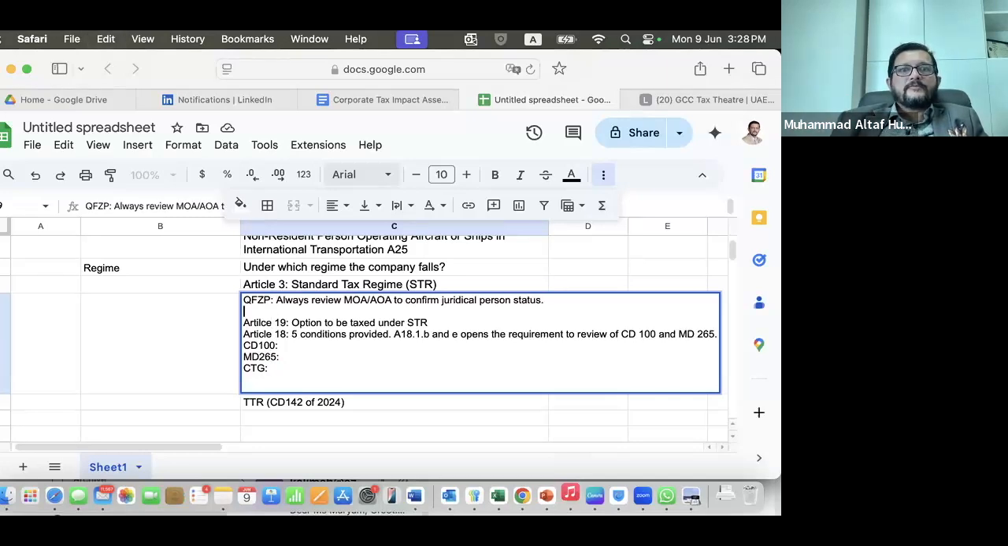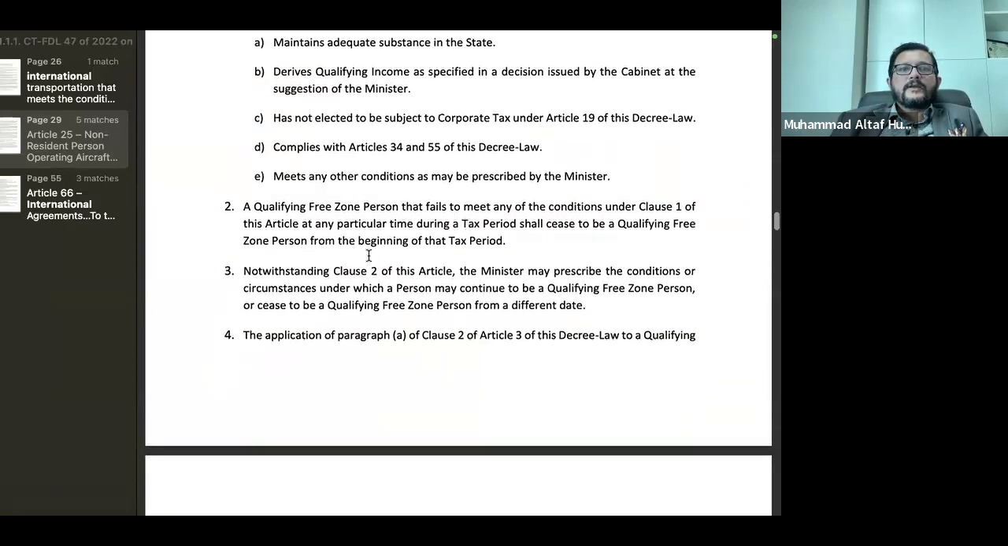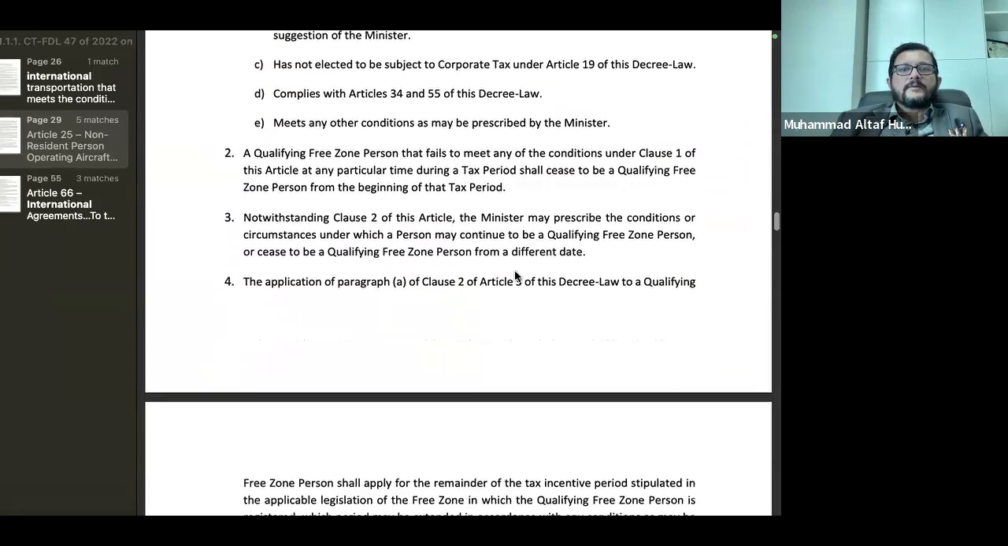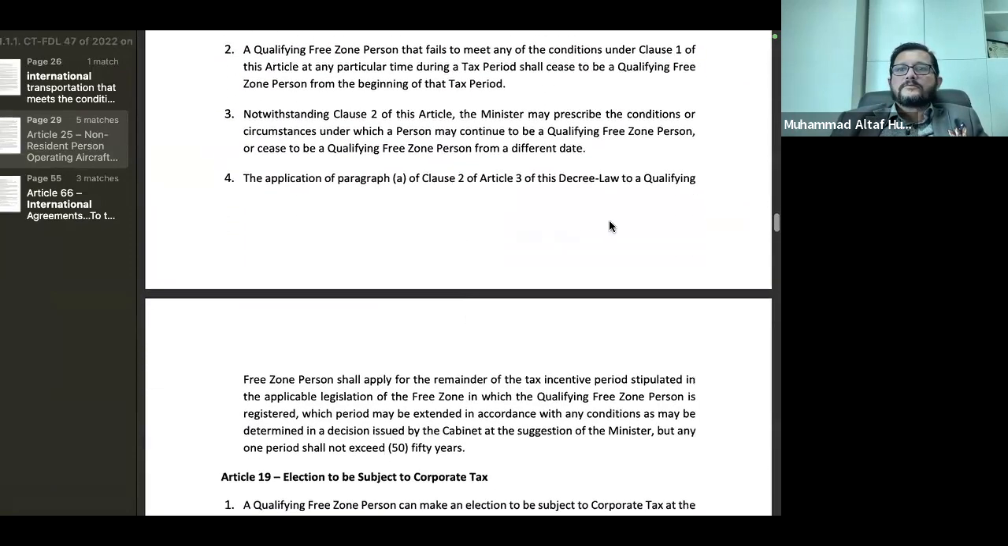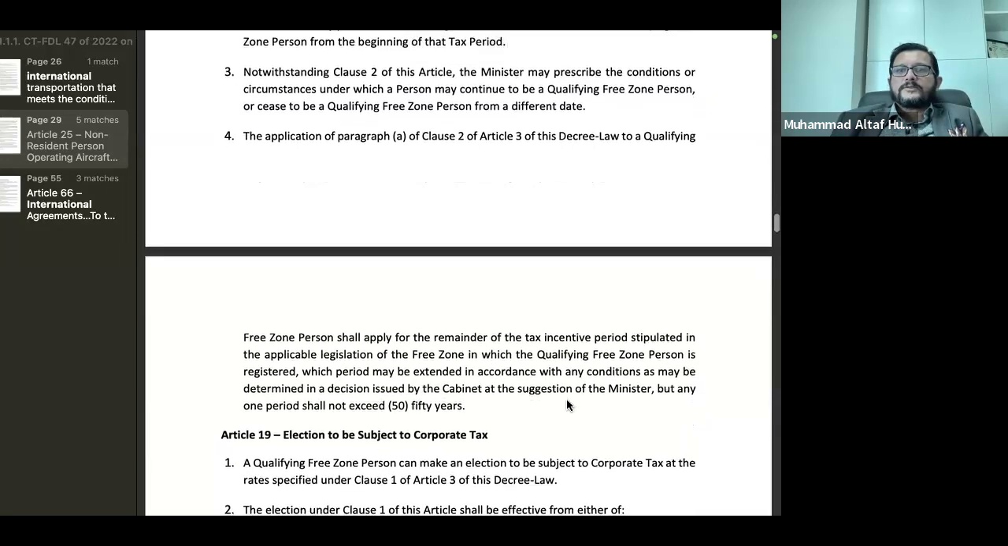Always look at the memorandum. Fine. After that we immediately go to Article 19. Then we go to Article 18. We read the key factors of Article 18, but then we went on to the detailed one, which is the CD. Any other thing in Article 18 that we should be looking at? Fails to meet, the minister may prescribe. These are all generic. Qualifying income to apply for the remainder of the tax incentive period stipulated, etc. Nothing. So, what is this?